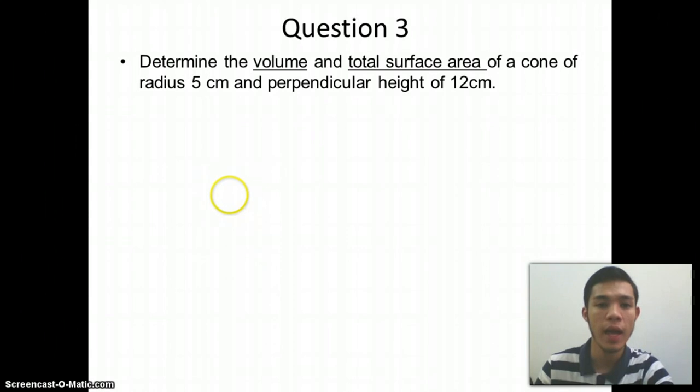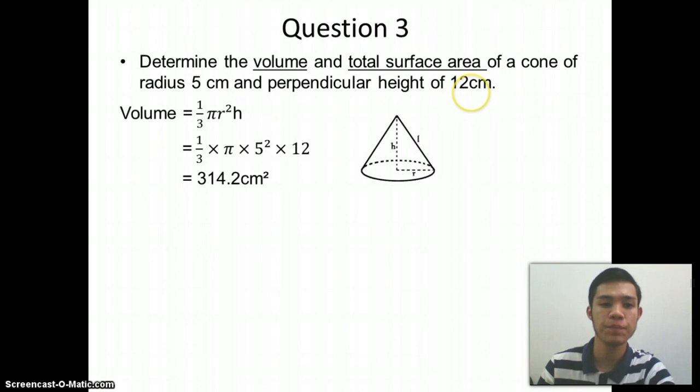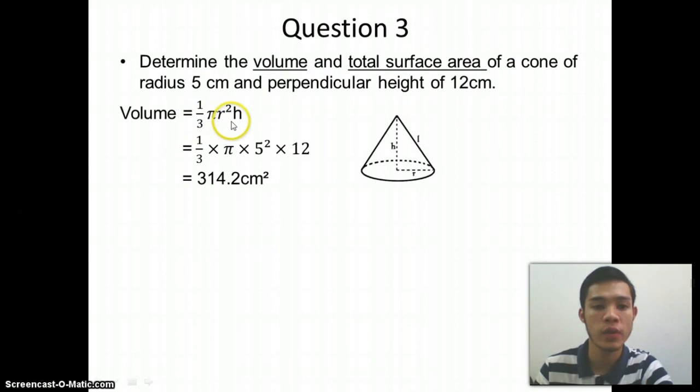Okay. Let's move on to the next question. Last question. Determine the volume and the total surface area of a cone of the radius 5 centimeters and the perpendicular height of 12 centimeters. We all know the formula for the volume of a cone is 1 over 3 pi r square h. So 1 over 3 times pi times 5 square times 12. Then you will get the answer of 314.2 centimeter cubic.